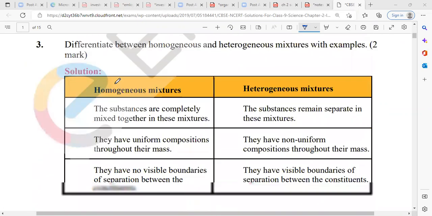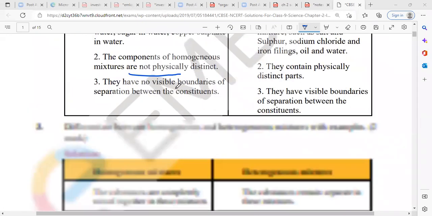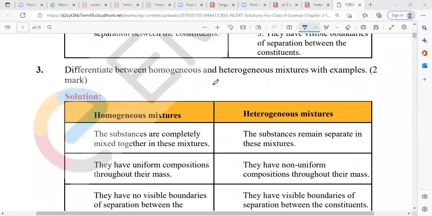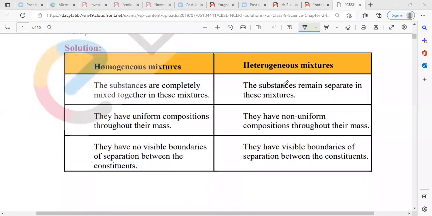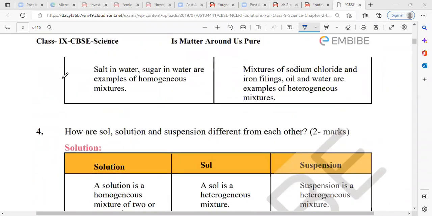Okay. Now next is homogeneous and heterogeneous mixture. See, this is basically they have just written it. Differentiate between homogeneous and heterogeneous with example. So over here they have just given you the same thing, so no need to worry about it. Just write the example over here. Salt in water, sugar in water are examples of homogeneous mixture, and mixture of sodium chloride and iron filings, oil in water are examples of heterogeneous mixture. Okay.